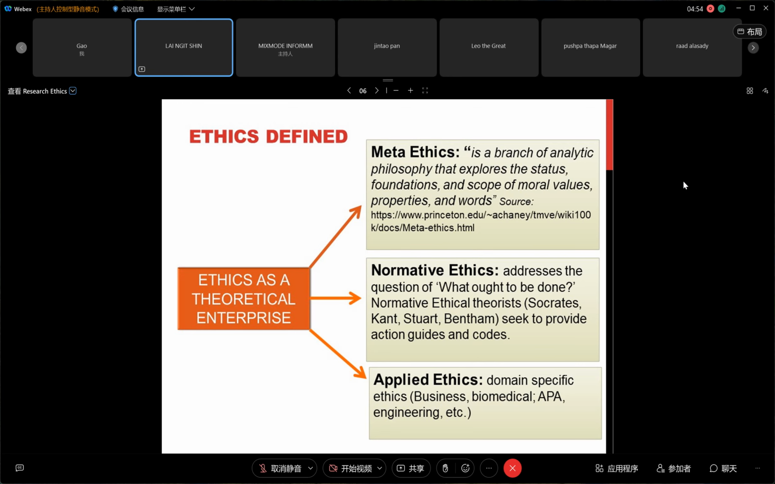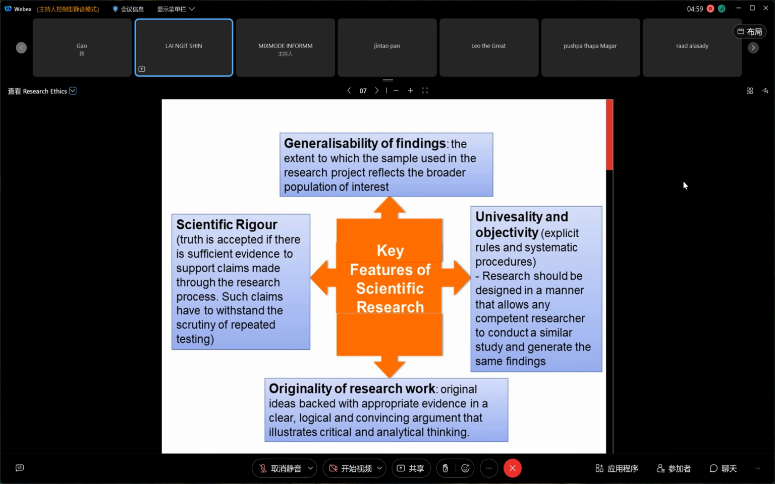I don't have a lot of time because I still have a lot more to share within 1 hour. A key feature of scientific research is the generalizability of findings, meaning the sample we use for research reflects the broader population of interest. This involves mostly clinical research, because it involves enrolling patients or other participants of interest. Universality of objective: research should be designed in a manner that allows any competent researcher to conduct similar research and generate the same findings. I think this is important.